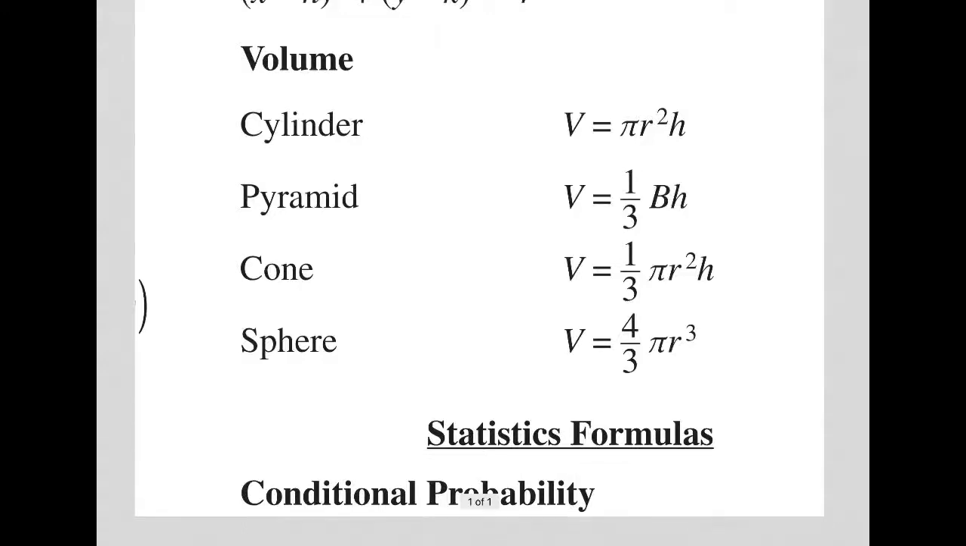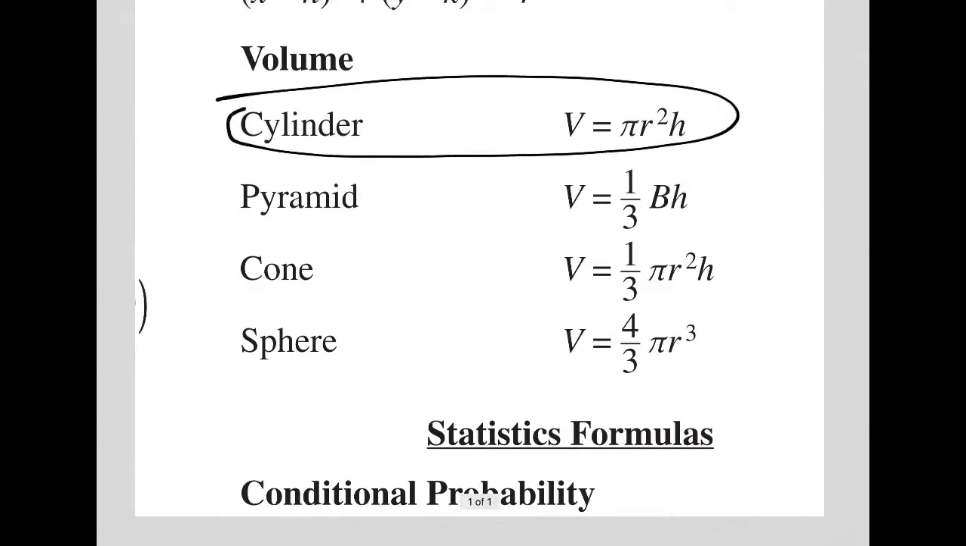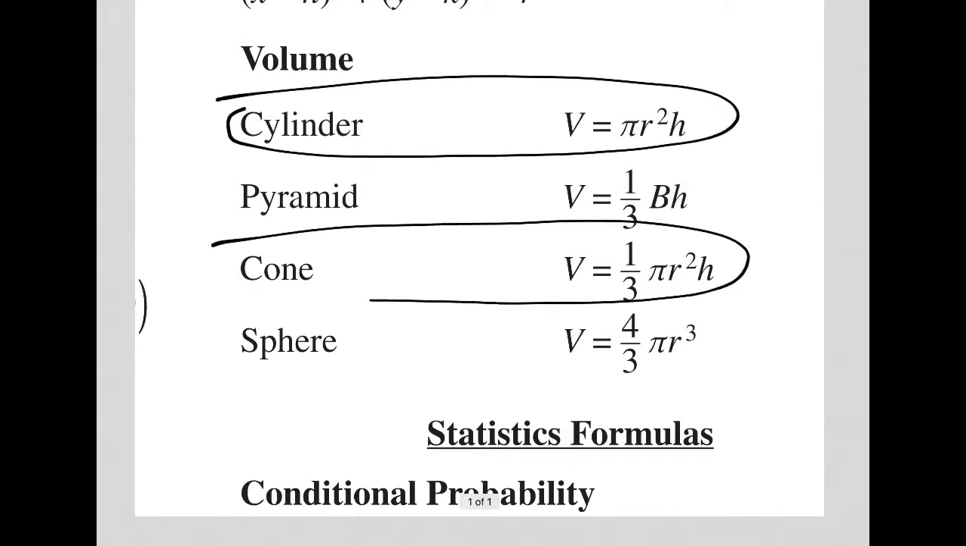So now I'll be finding the volume for a cylinder and a cone. So we'll be using this formula for cylinder, this formula for cone. Notice in either formula, all you need is the radius and you need the height of the cylinder, which a cylinder looks something like this.